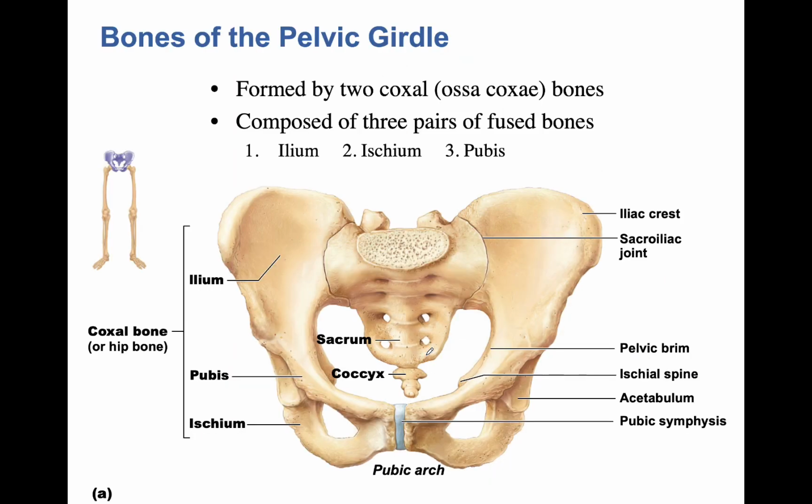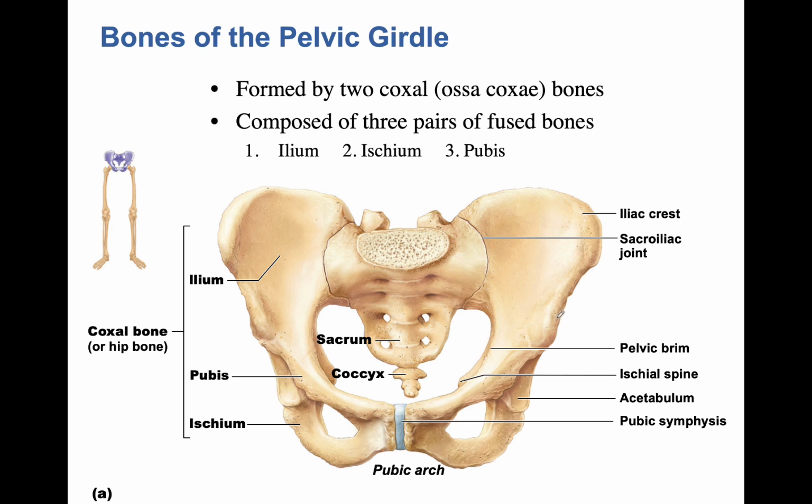All right, so we've done the pectoral girdle, we've done the arm, we've done the forearm, and we've done what I need you to know for the hand. Now we're going to move down to the pelvic girdle. Again, this is a beautiful illustration, very clear, that you can label for the lab exam.